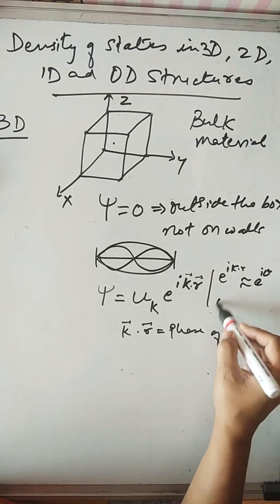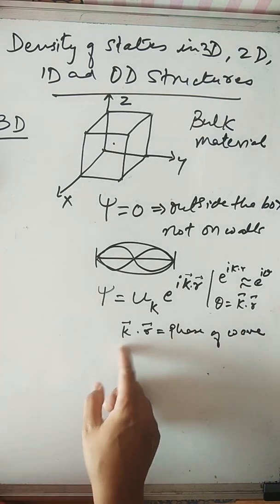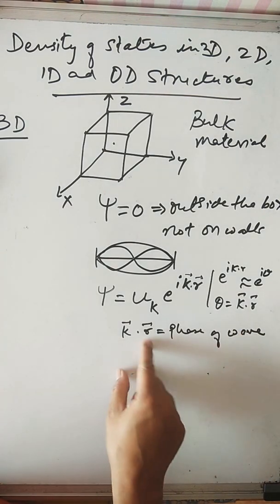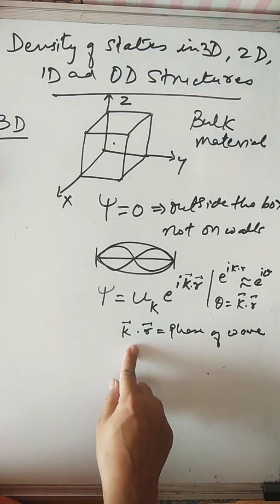Okay, this theta is what? This is k dot r, and this k dot r is what? This is a propagation vector, dot product with a position vector. This tells about the phase of the wave. So now we will consider this phase of the wave.